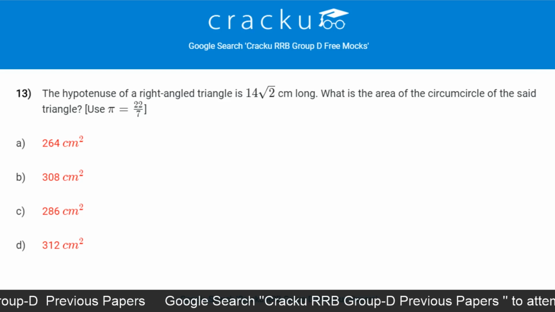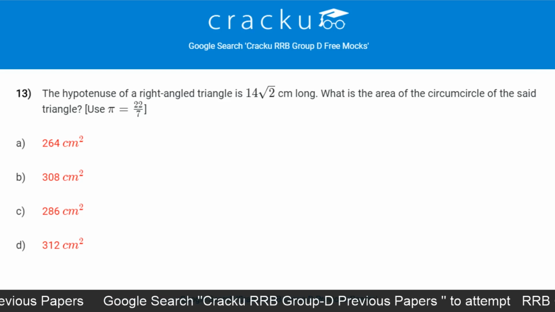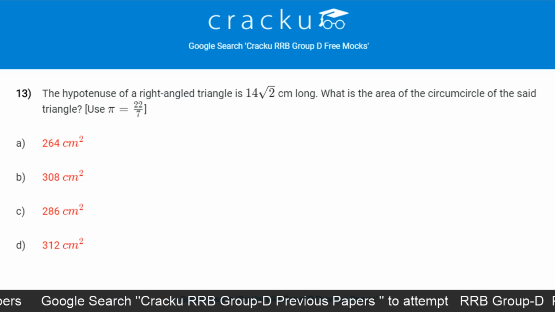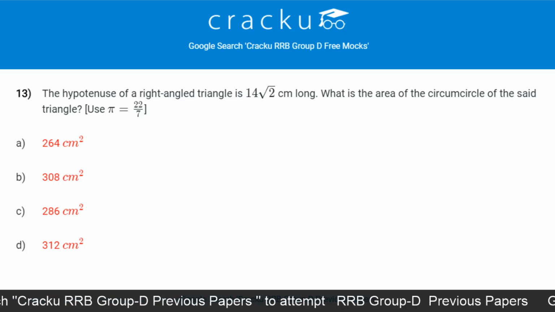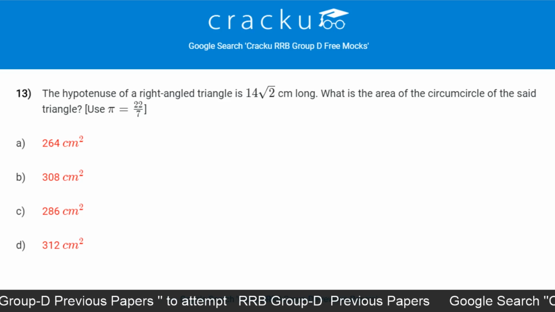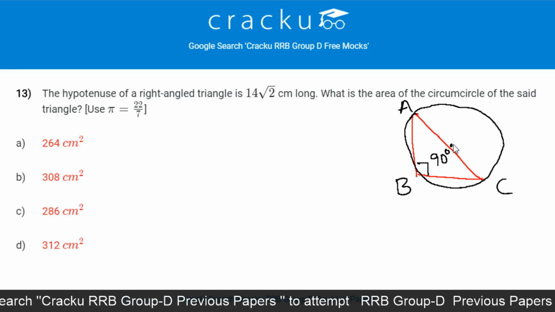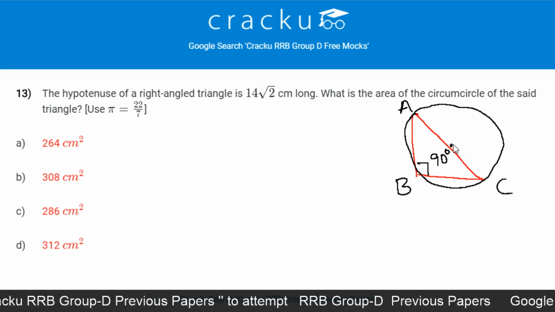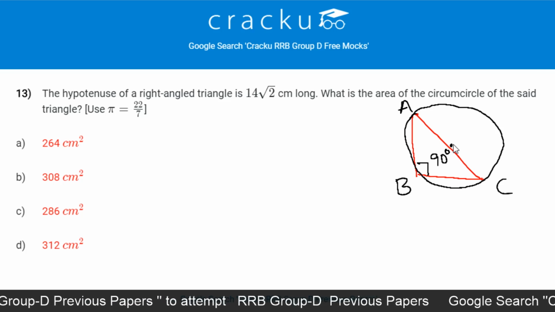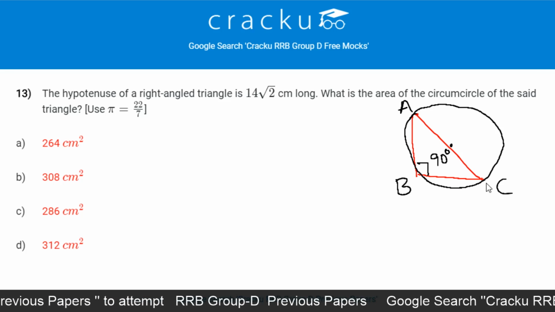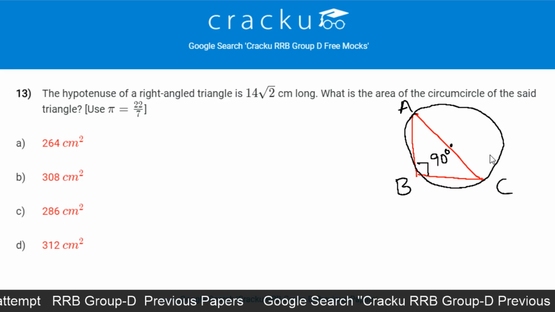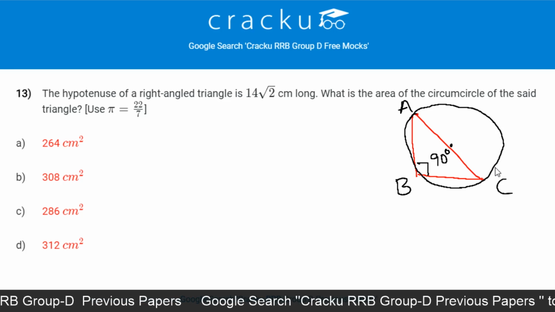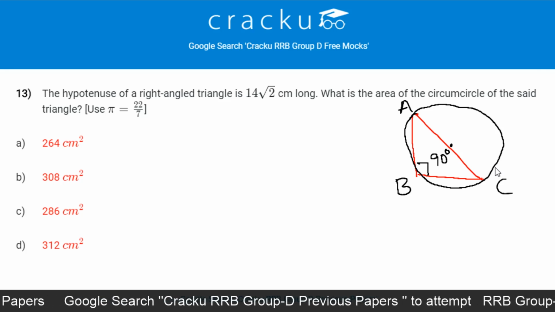Next question. The hypotenuse of a right angle triangle is 14 root 2 centimeters long. What is the area of the circumcircle of the said triangle? So it's given that a right angle triangle has 14 root 2 centimeters as hypotenuse, that is AC is given as 14 root 2 centimeters. He is asking us to find the area of the circumcircle of the said triangle.